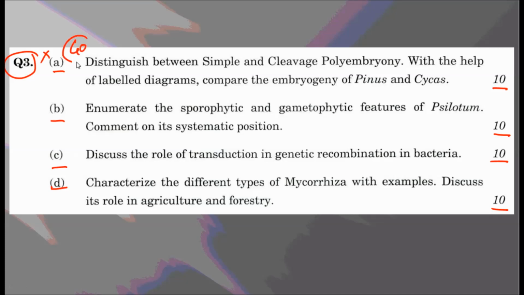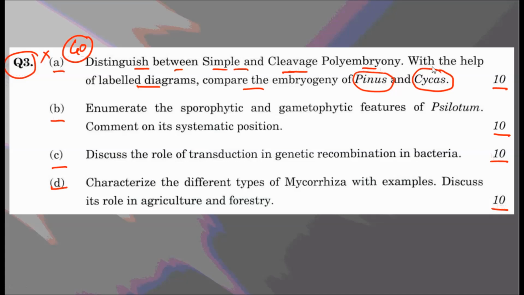All right. So the first sub question is: distinguish between simple and cleavage polyembryony with the help of labeled diagram and compare the polyembryony of Pinus and Cycas. Now this is a long question. First we have to distinguish between simple and cleavage polyembryony. This is the first part.